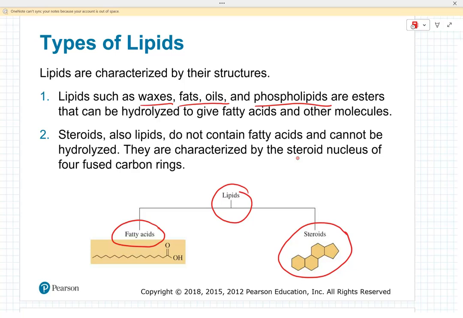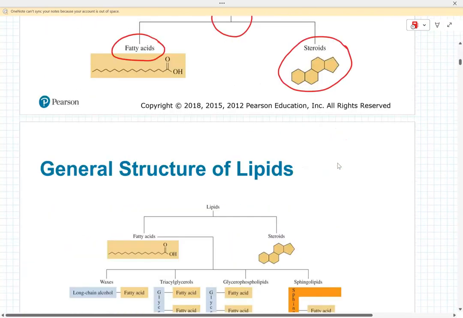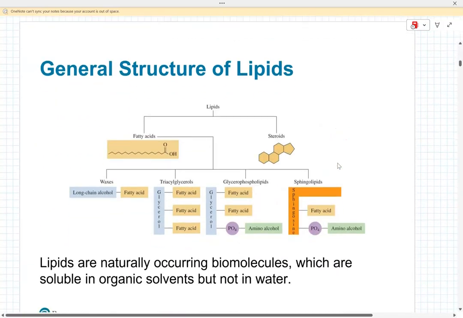All good? Now, these types of lipids can be hydrolyzed using water and usually some kind of a catalyst, either inorganic or an enzyme. Steroids cannot be hydrolyzed. You can mix them with water all you want. Nothing's going to happen. Okay?